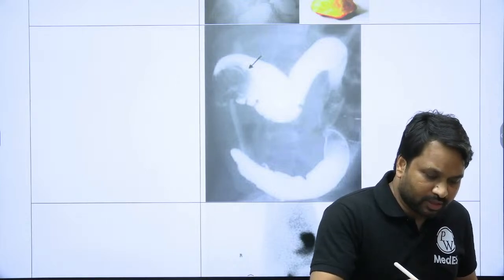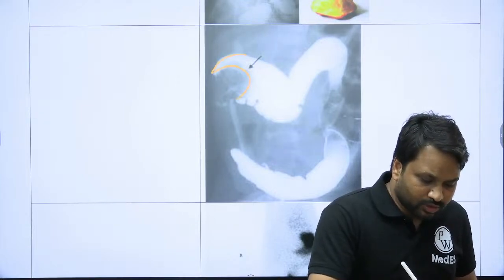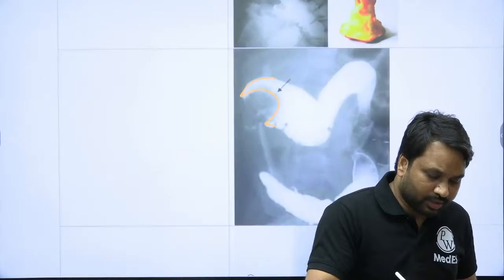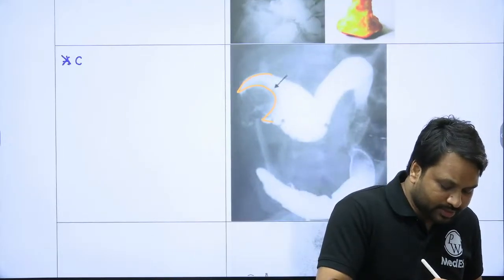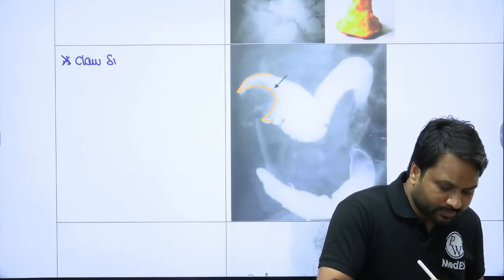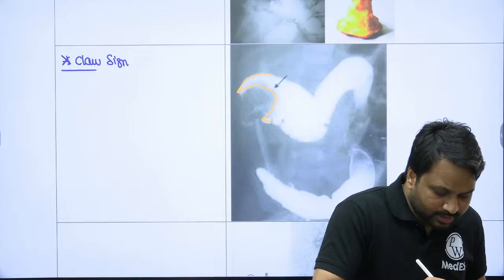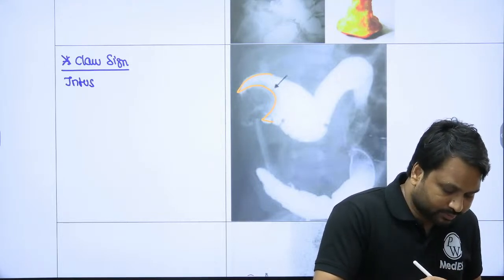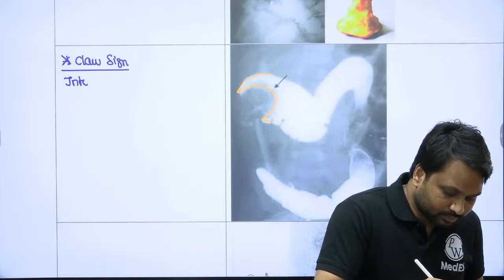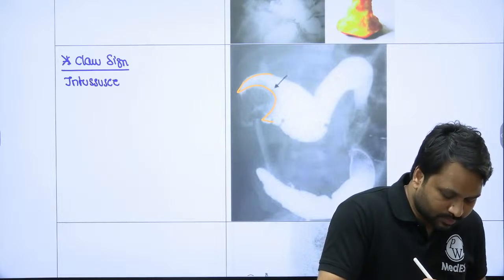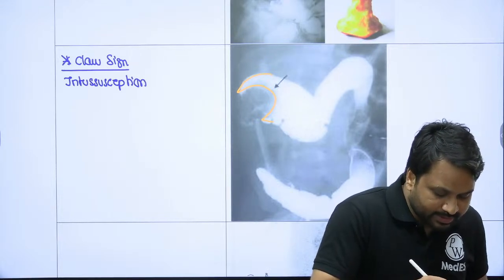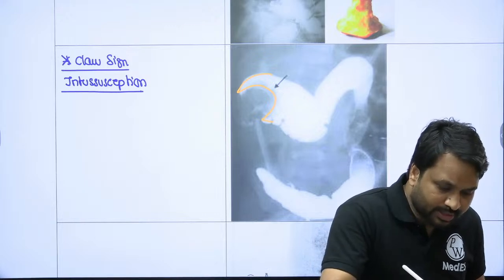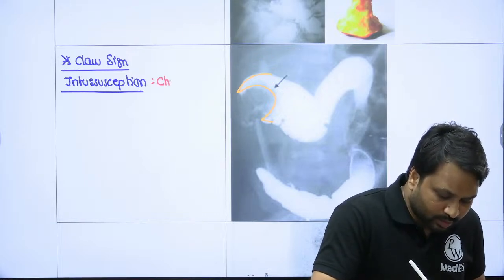Then you see another image which is quite extensive here. The contrast is stopping here. It looks like a claw sign, and this is what we call it. A claw sign on the contrast image is basically a presentation of intussusception. When we talk about intussusception, remember it is more commonly seen in children when compared to adults.